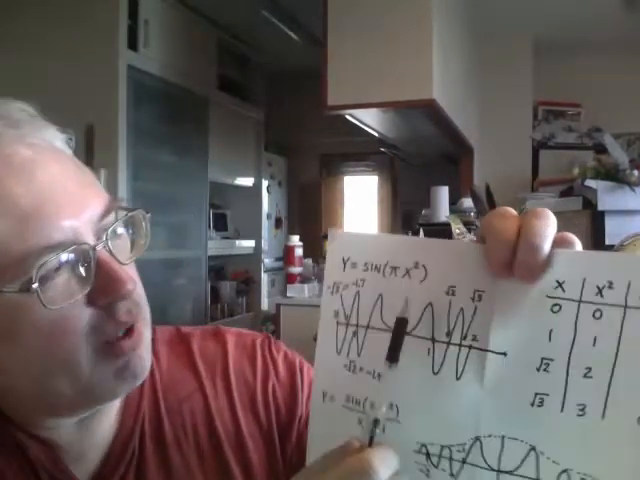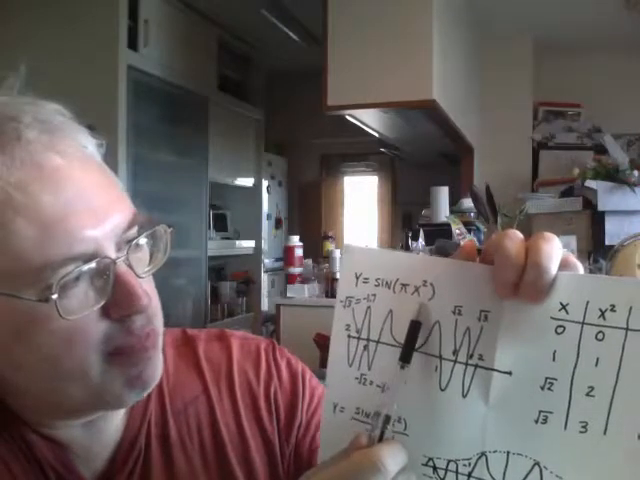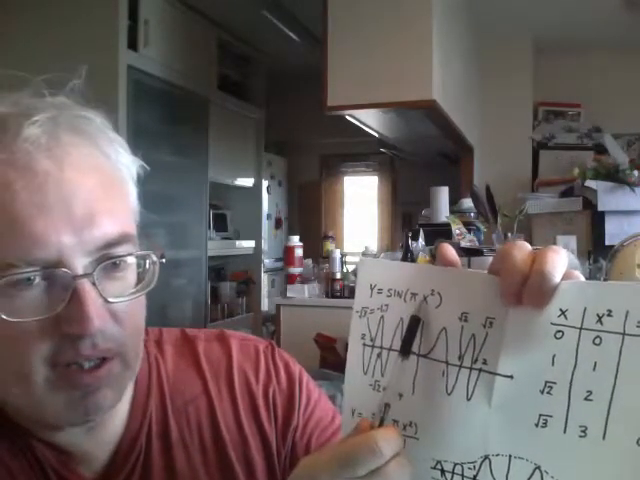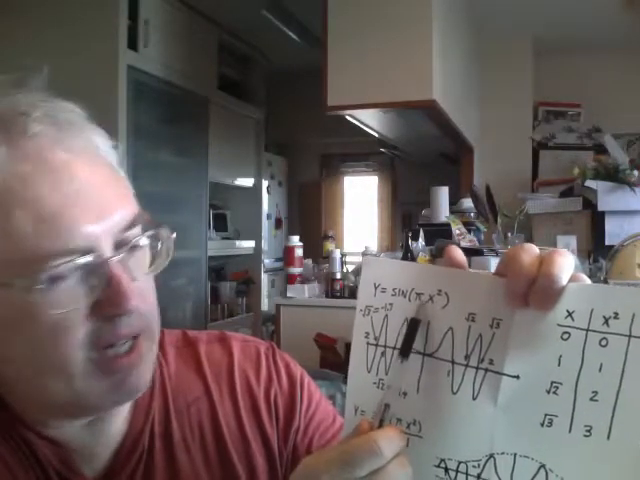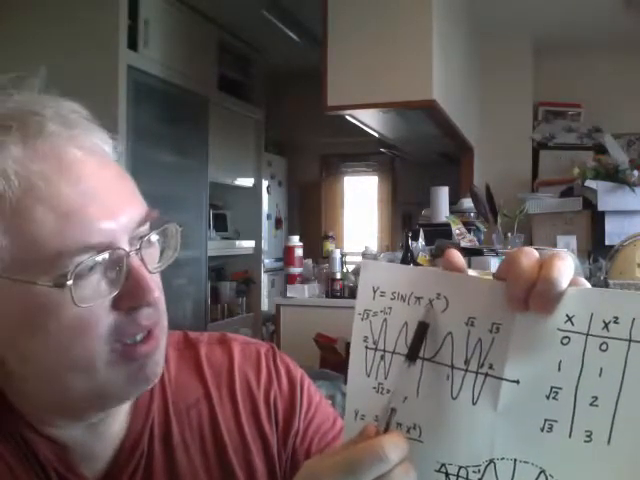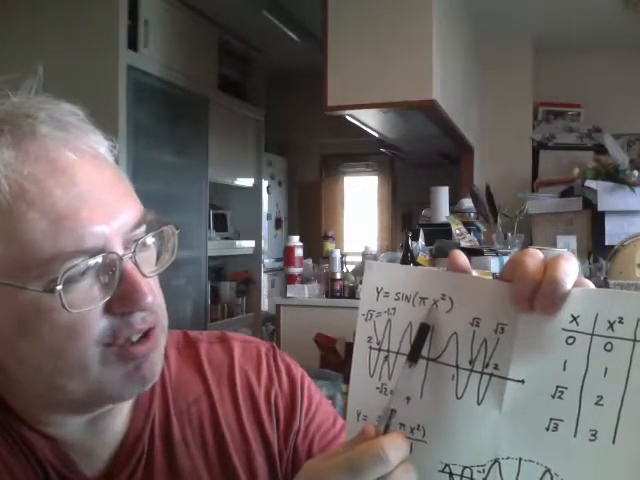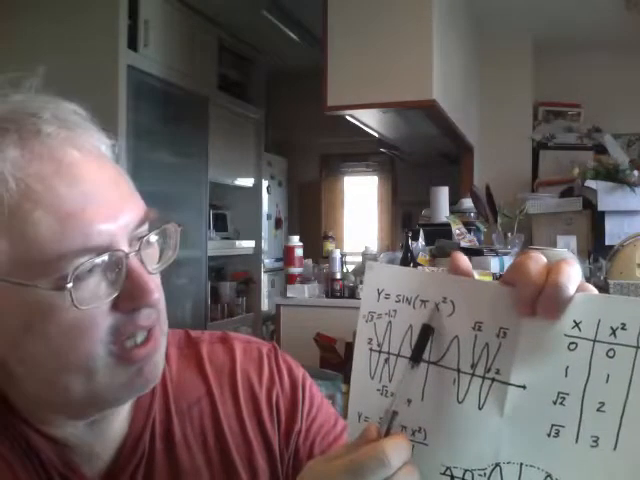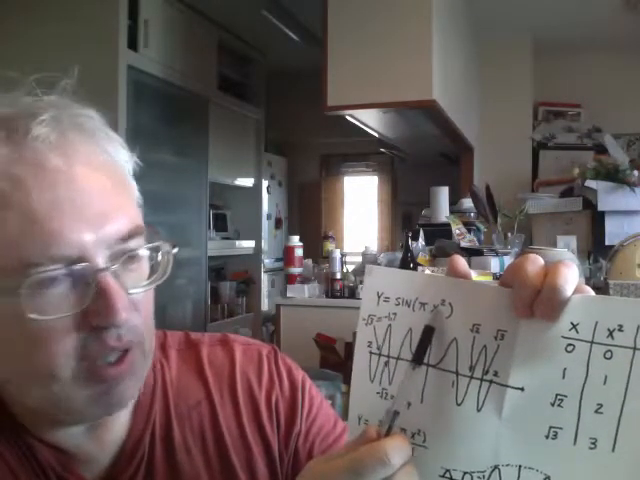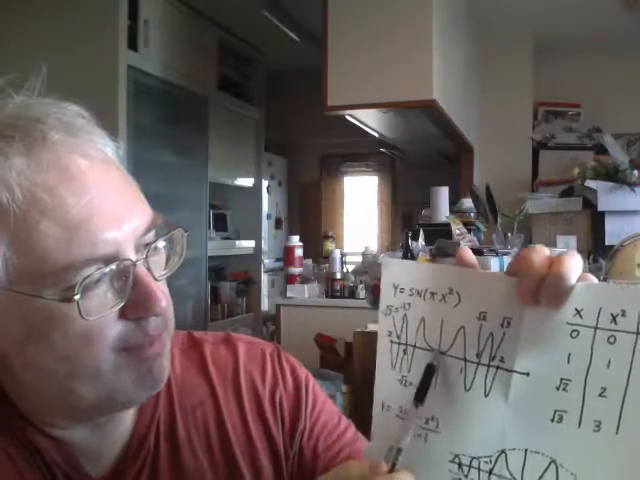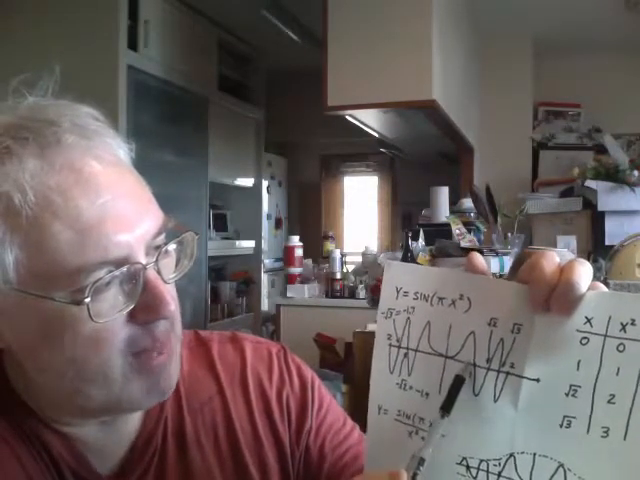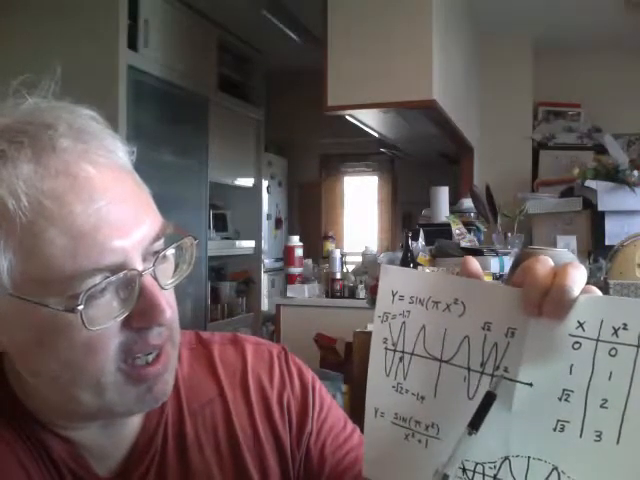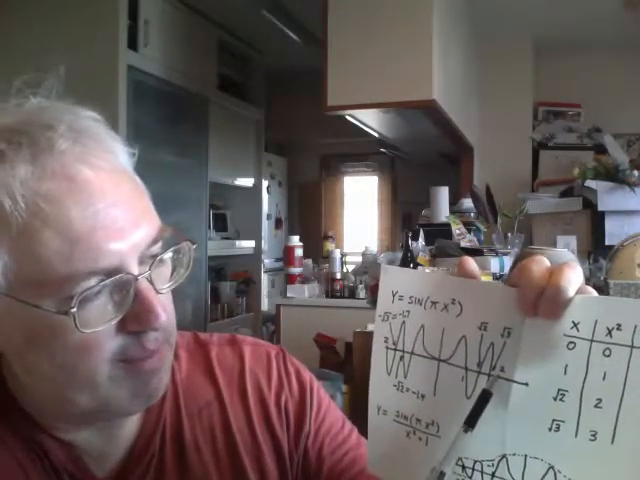Now let's think about what the x squared part does to this. The original sine pi x function became 0 whenever x was an integer value. So this function is also going to become 0 whenever x squared is an integer value. Now x squared becomes an integer value at, of course, 0, at 1, and at the square root of 2, at the square root of 3, and 2, which is the square root of 4.